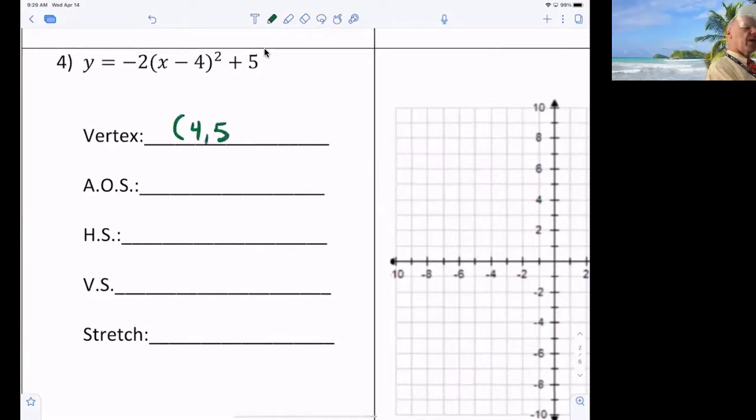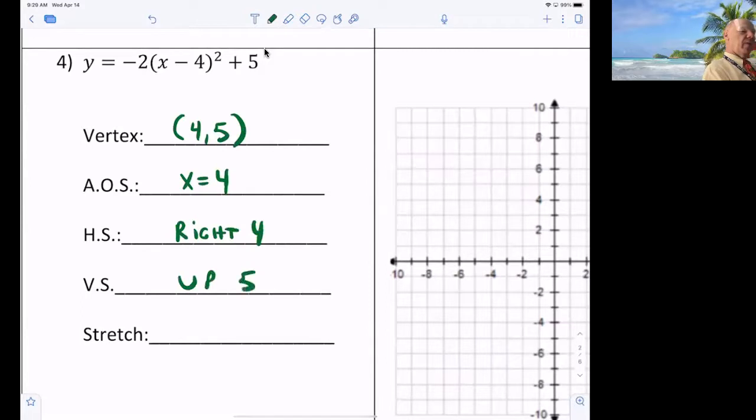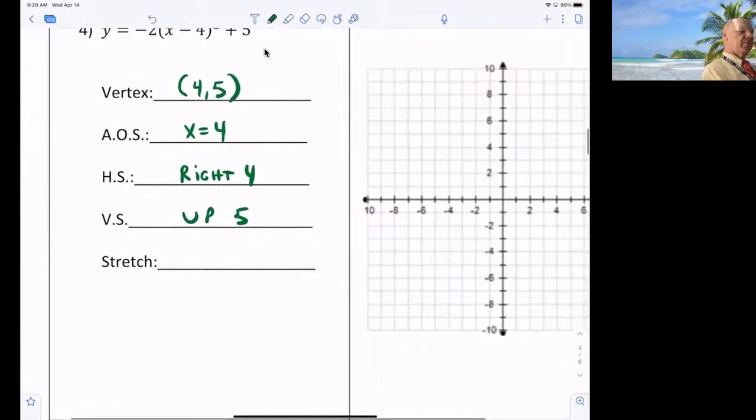4, 5. Axis of symmetry. Right. Axis of symmetry. X equals 4. Horizontal shift, right 4. Vertical, up 5. Vertical stretch.